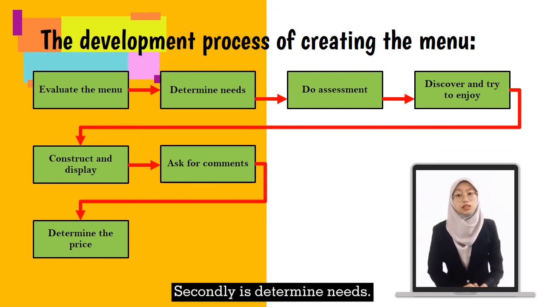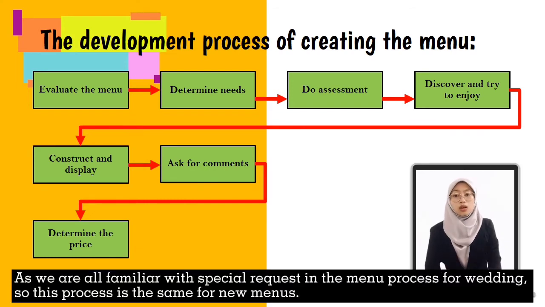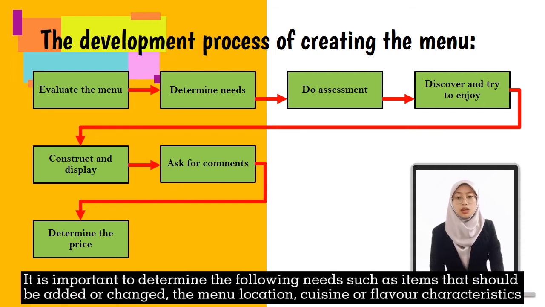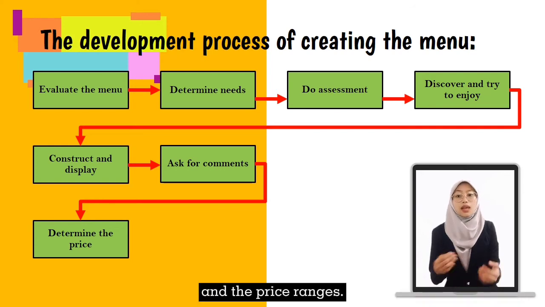Secondly is determine needs. As we are all familiar with special requests in the menu process for weddings, this process is the same for new menus. It is important to determine the following needs, such as items that should be added or changed, the menu location, cuisine or flavor characteristics, and the price range.